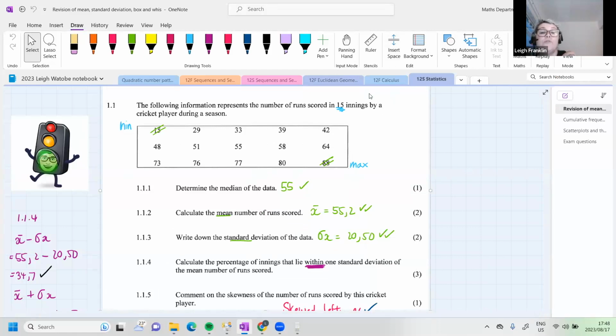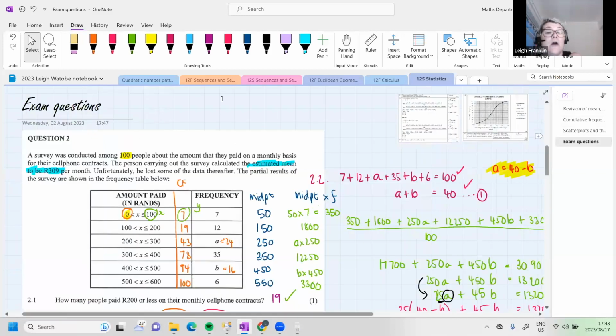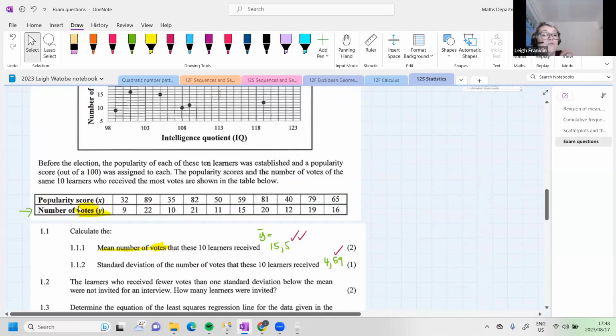So that's what's important. If they are giving you 2 pieces of information, like they've done in this situation where you've got popularity score and number of votes, make sure that you read the question carefully because they'll tell you what they want, but they can't ask you to find the mean of both together because you've got 2 different variables here. So you can't add the 2 things together, right?